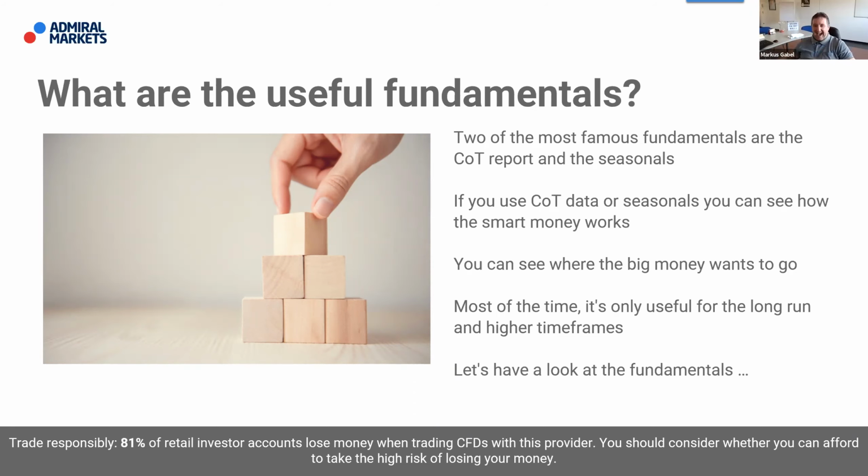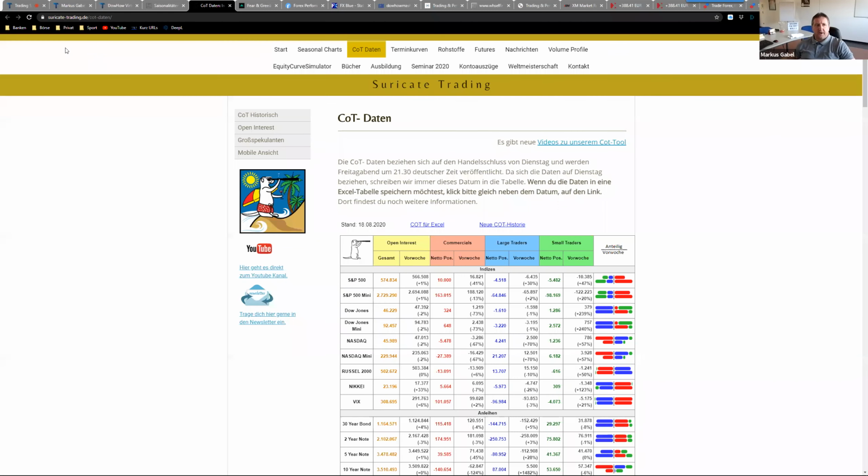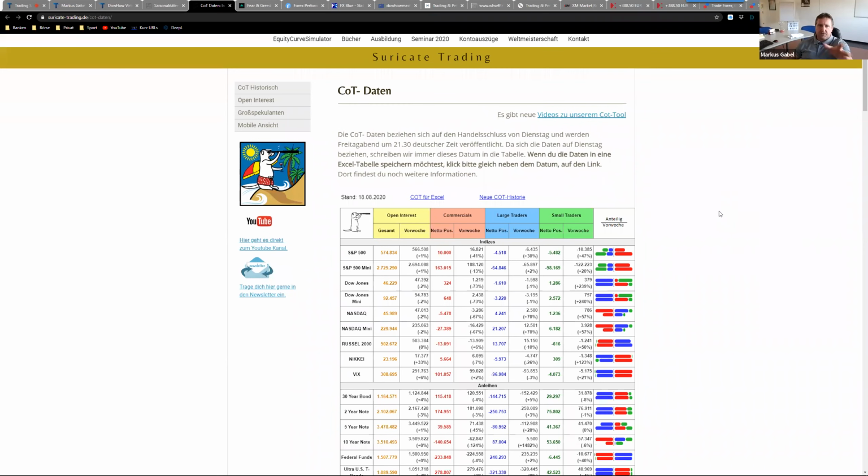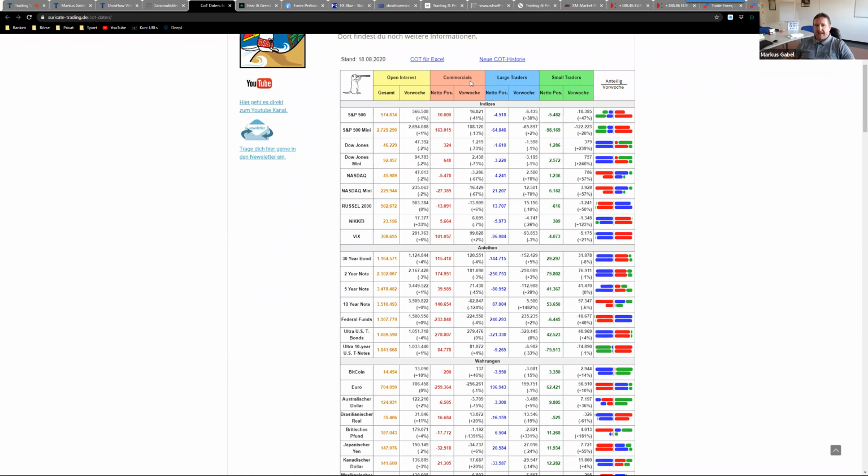Let's have a look at the so-called fundamentals. I will show you what seasonals are. This is a special site, Surrogate Trading. It's a German site, but the same exists in an English version, of course. You can see the COT and open interest, and two numbers are interesting for us for an overview: the commercials and the large traders. The small traders are always wrong. That's the 80% who go wrong in trading. So we look at the commercials and large traders.